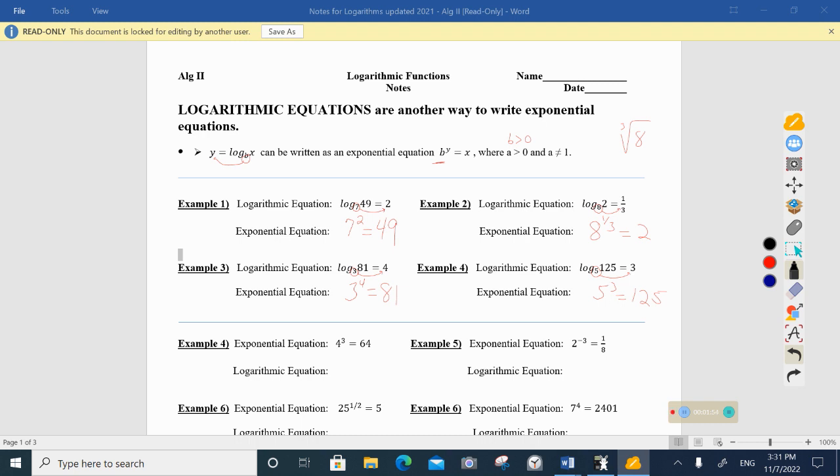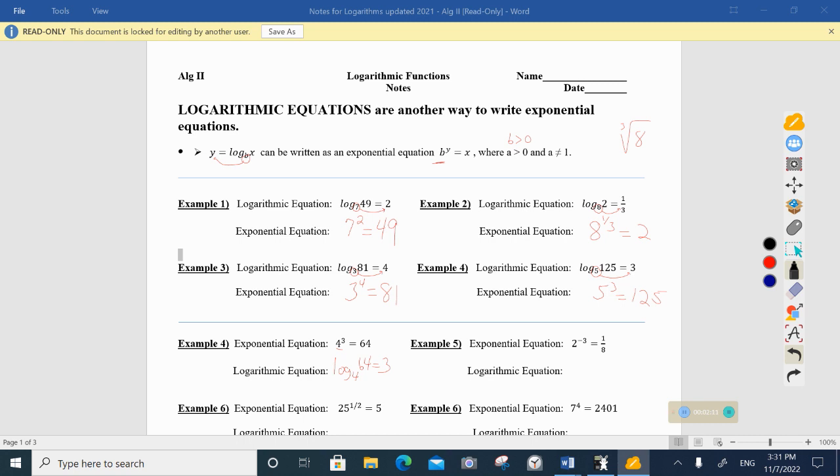Now, what if you're given an exponential and asked to write it as a log? Well, first thing I always identify is the base. So in this power, the base is 4. So this is going to be log base 4 of 64 equals what your exponent was. It's just undoing using the definition of a log.